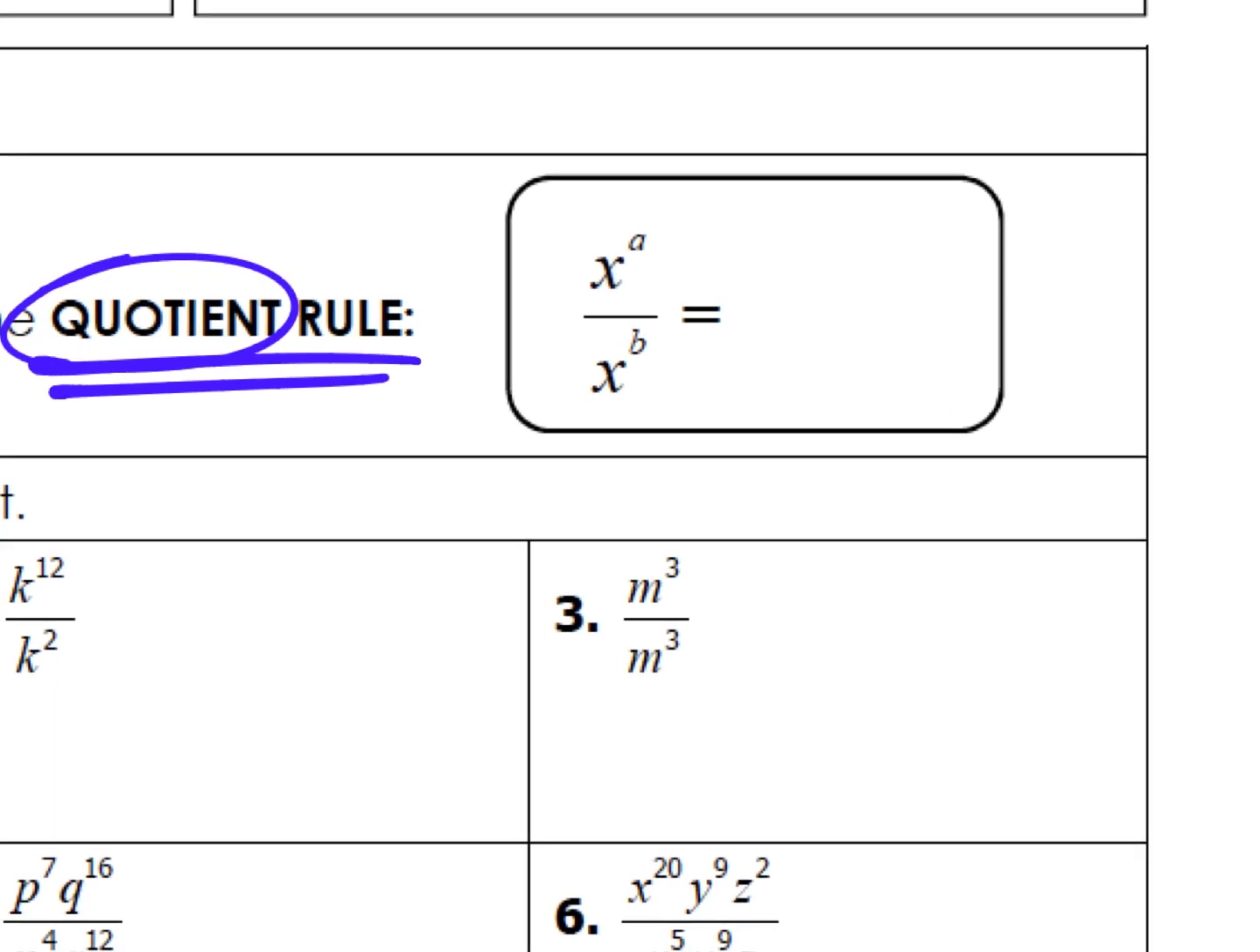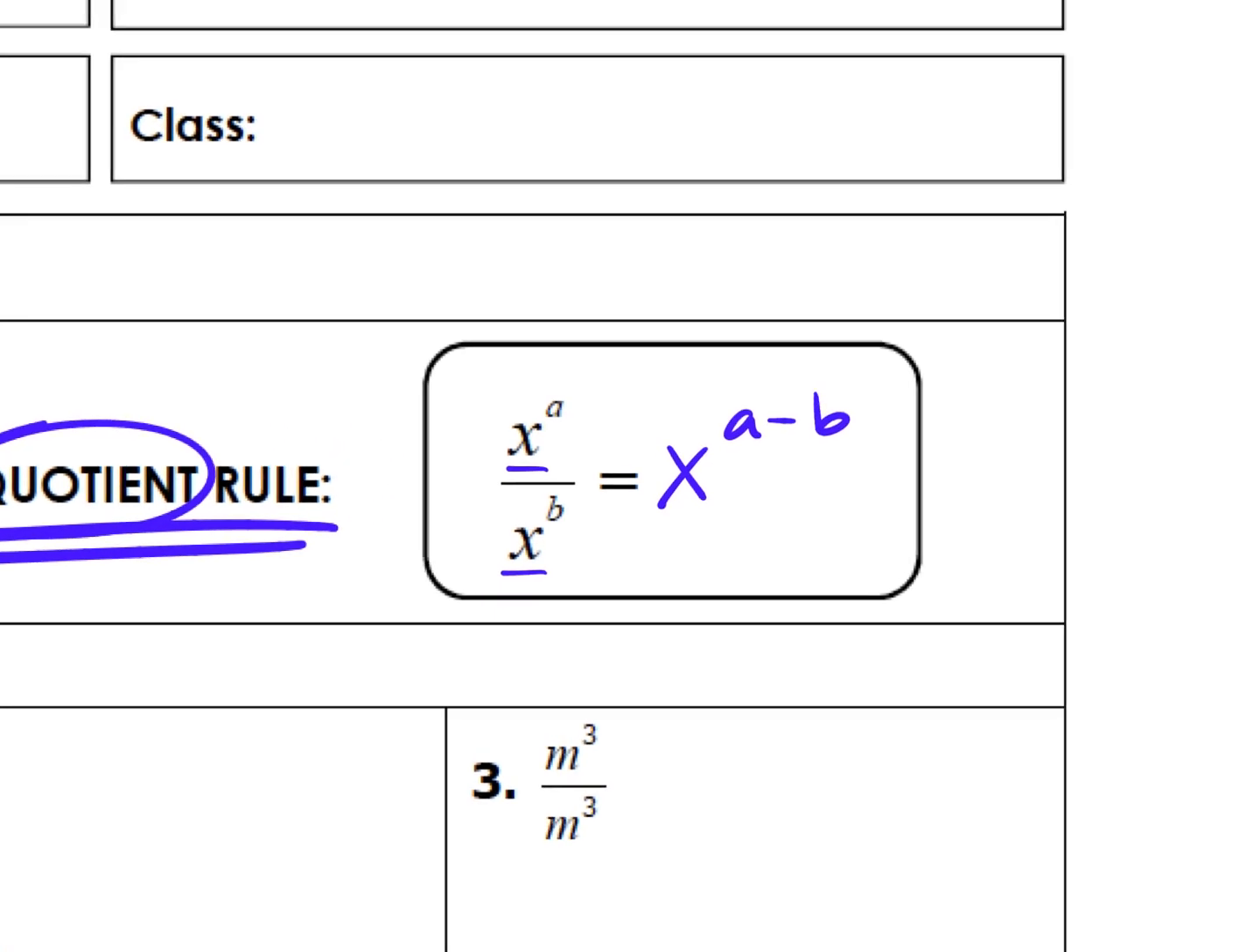If I have x to the a power over x to the b power, notice my bases are the same. They're both x's, as long as that thing is the same thing. So a and a, x and x, 9 and 9. Whatever it is, as long as it's the same, then the rule is you can take that base and instead of making it a division problem, you can subtract your exponents.